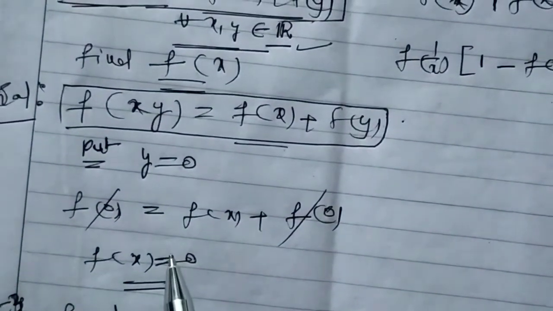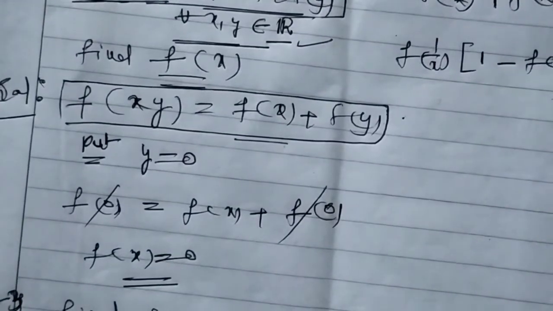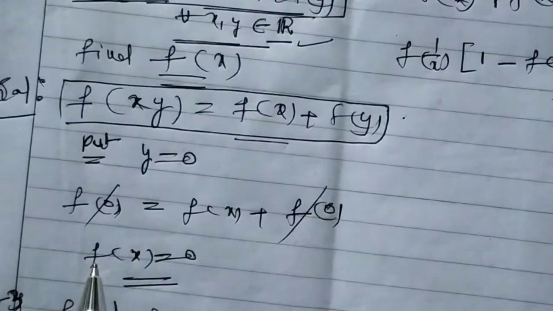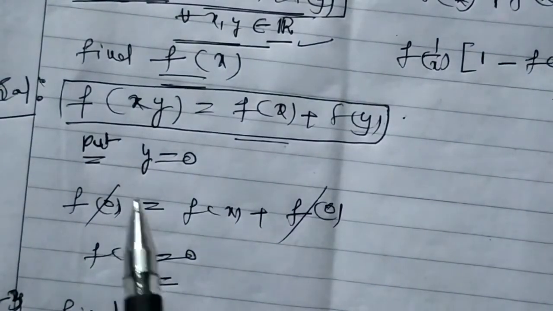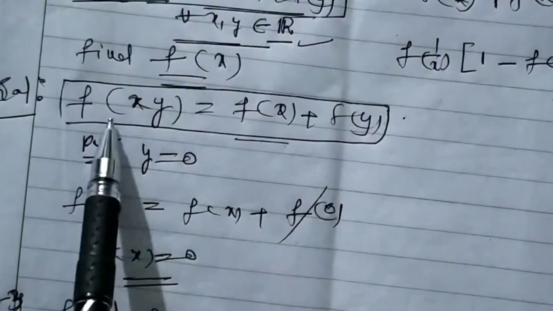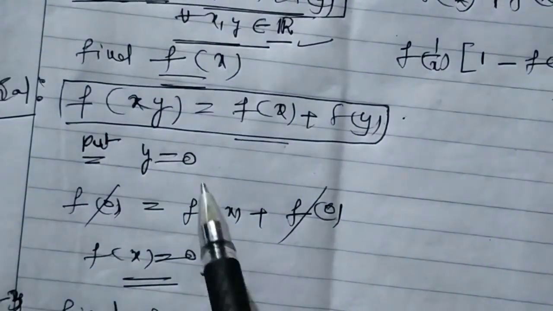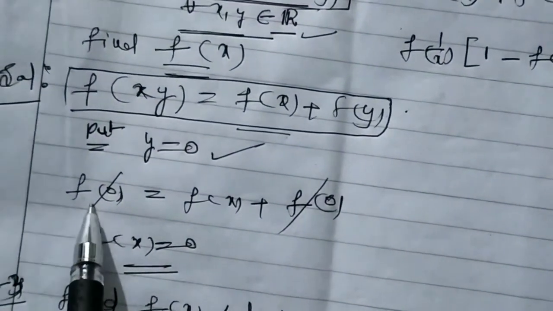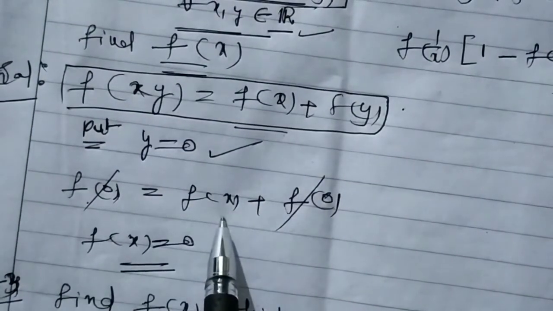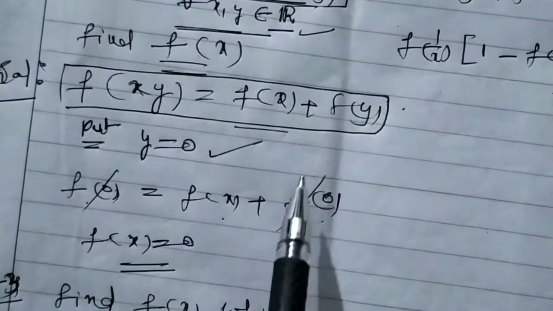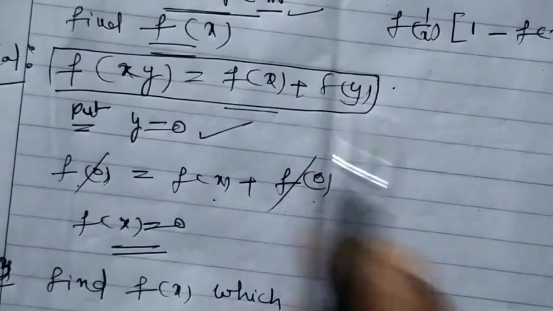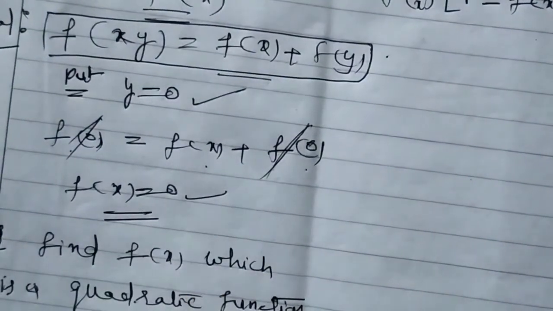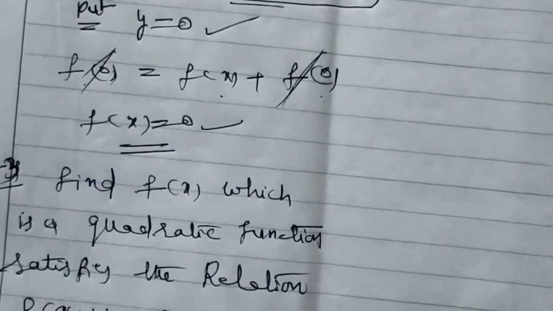To find out f of x, we have to eliminate the f of xy term. As the function is given in this way, we can apply y is equal to 0. If y is equal to 0 is applied, then f of 0 is equal to f of x plus f of 0. As it is valid for all x, y belongs to R, these two terms get cancelled and simply we get f of x is equal to 0.